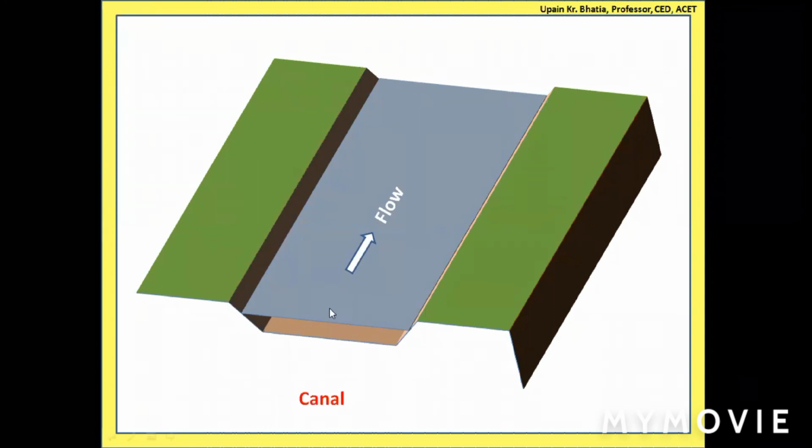So the water will be flowing in this way. This portion is called freeboard. This is the maximum water level that we can release into the canal, and the bank is a little above that. So this depth is called freeboard.